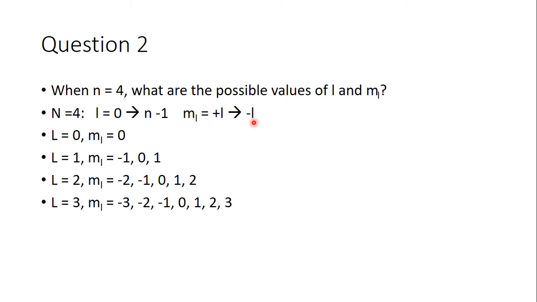So the question is, if n equals 4, what are my possible values of L and M sub L? Let's start with our lowest value of L and move our way up to n minus 1. If L is 0, M sub L could be 0. If L is 1, M sub L could be negative 1, 0, or 1. If L equals 2, M sub L is minus 2, minus 1, 0, 1, 2. And if L is 3, M sub L could be minus 3, minus 2, minus 1, 0, 1, 2, and 3.